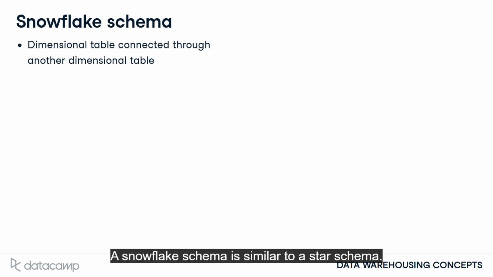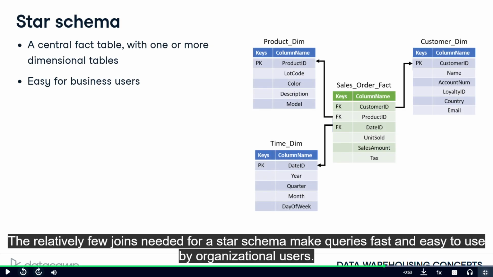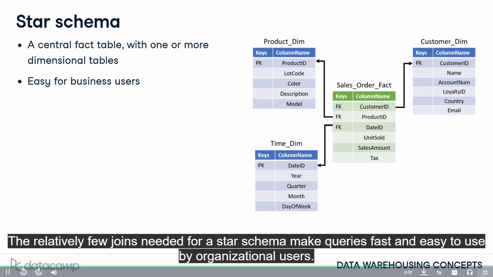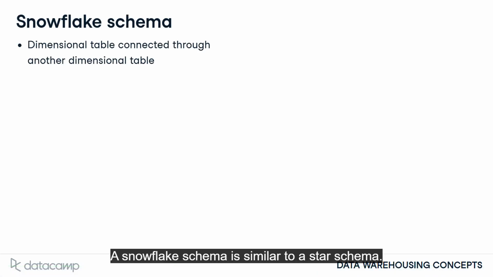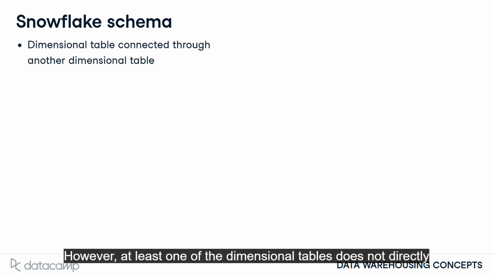A snowflake schema is similar to a star schema. However, at least one of the dimensional tables does not directly join the fact table and must be joined through another dimensional table.